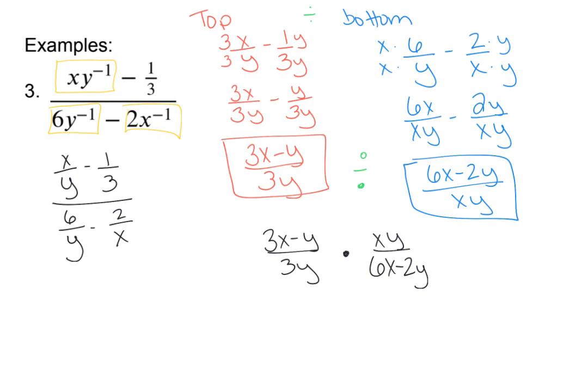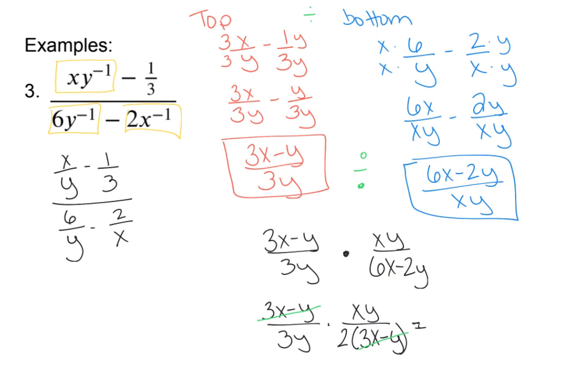I don't see a lot. Oh wait, I see one thing. Do you see it? I see a GCF. Nothing I can do here. But the bottom here on the second one has a GCF of 2. That would leave me with 3x minus y. Good thing we did that. There is something we can cancel. This 3x minus y and this 3x minus y.